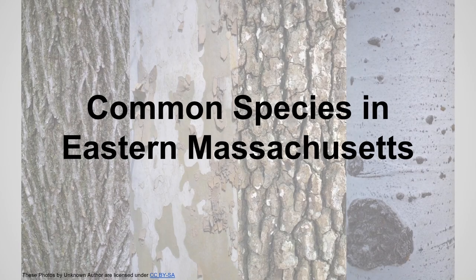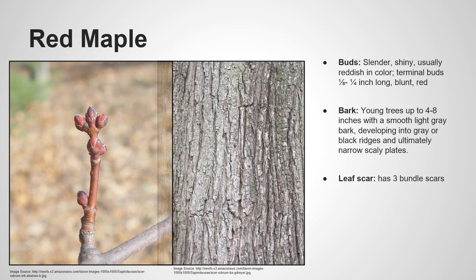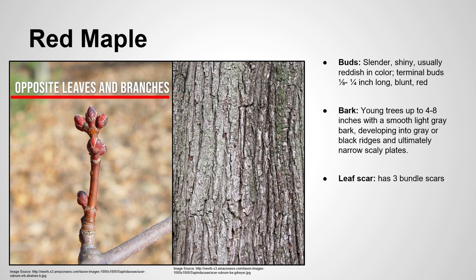So let's get into some common species that you'll find out and about in Greater Boston, and where I spend most of my time at work, the Boston Harbor Islands National and State Park. Let's start with some deciduous species. We begin with a popular, showy, woody, wetland species that bursts with color in early spring, the red maple.